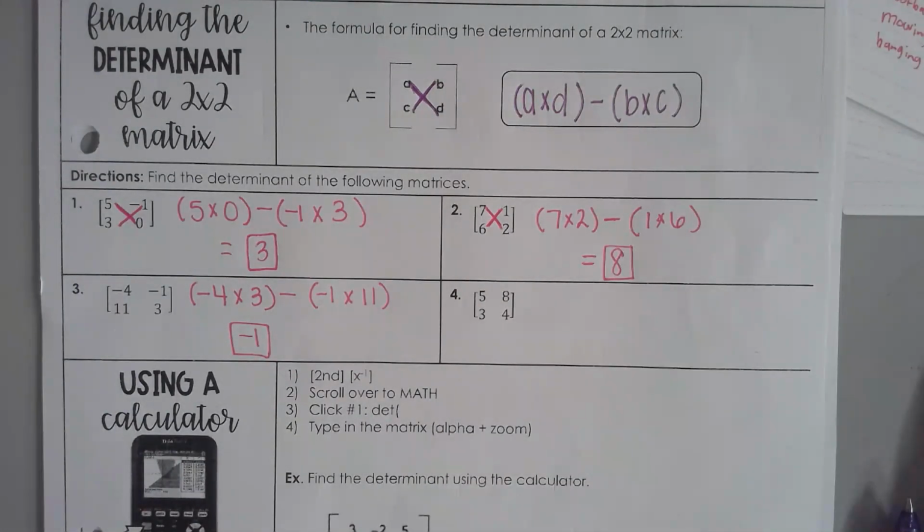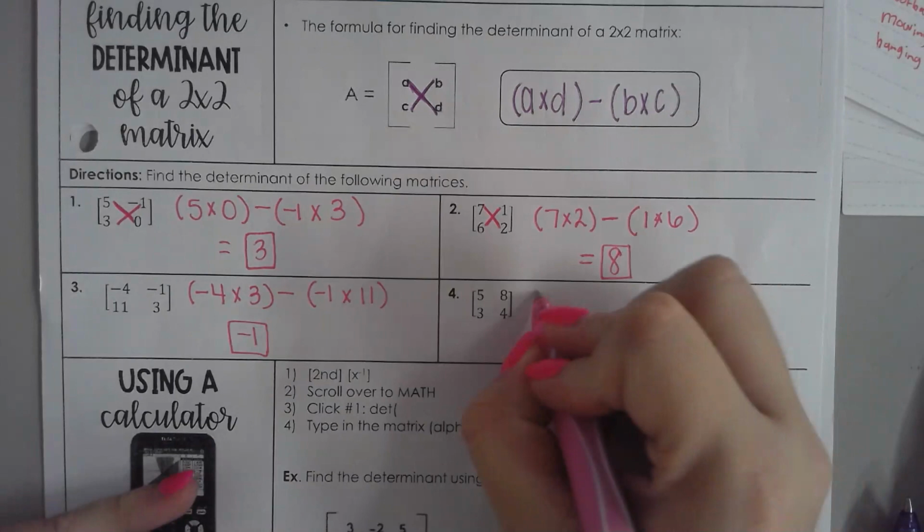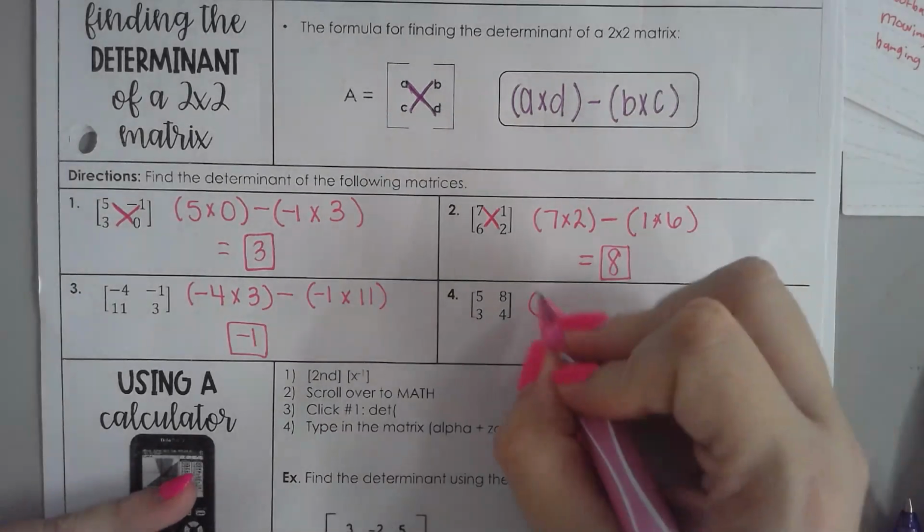All right, number 4, Aiden, what did you put in the first set of parentheses? 5 times 2. Good.